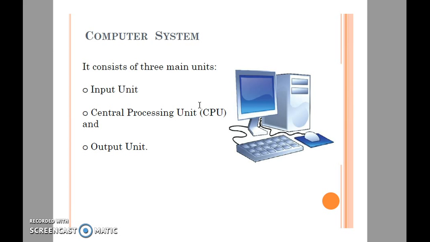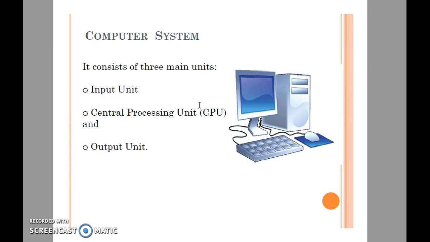The input unit is nothing but the unit through which input data and instructions are given to the computer. Whatever we want to insert into the computer, whatever output we want, is entered through the input unit. It may be your mouse, keyboard, or joystick, etc. Then the next one is the central processing unit.